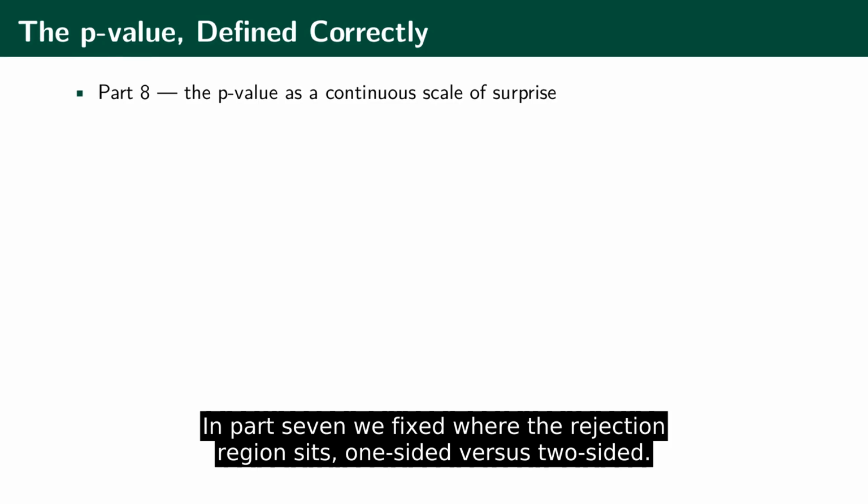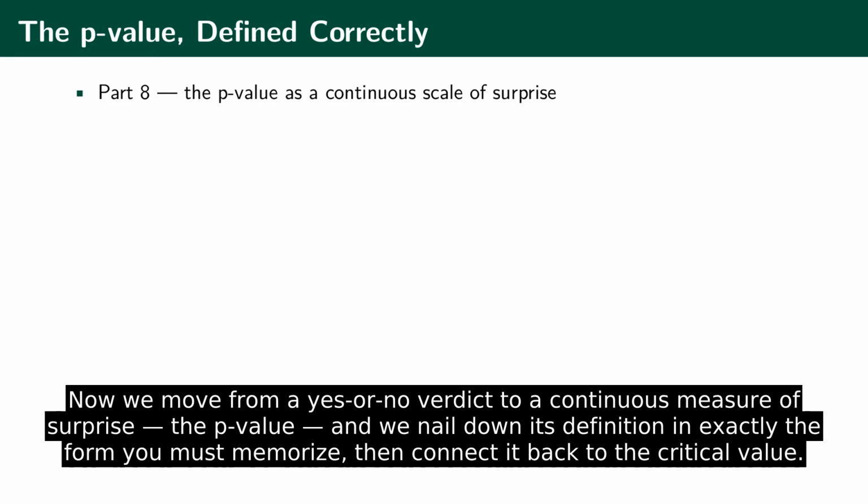In Part 7, we fixed where the rejection region sits, one-sided versus two-sided. Now we move from a yes or no verdict to a continuous measure of surprise, the p-value, and we nail down its definition in exactly the form you must memorize. Then connect it back to the critical value.